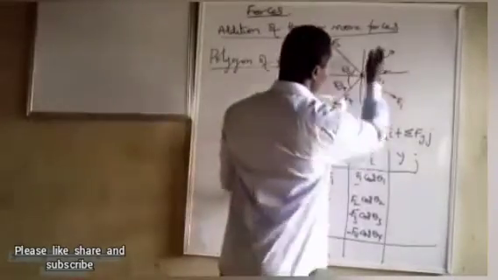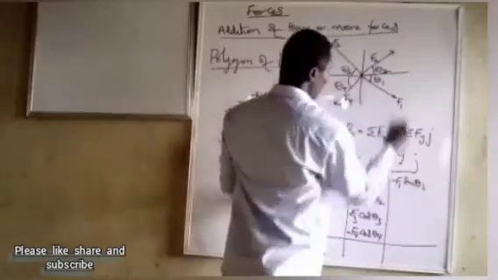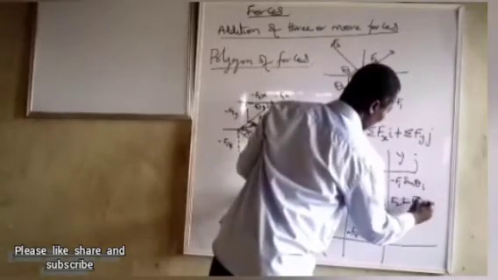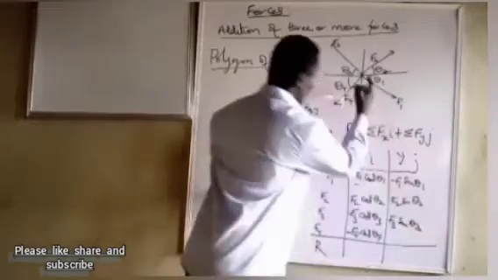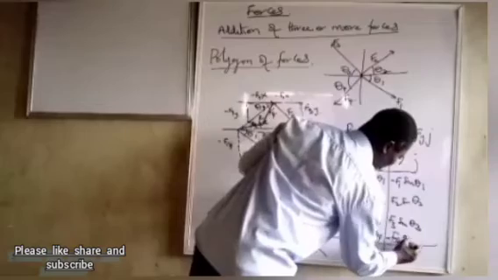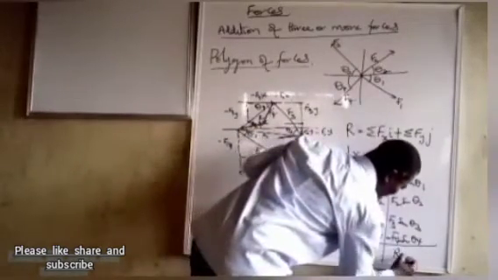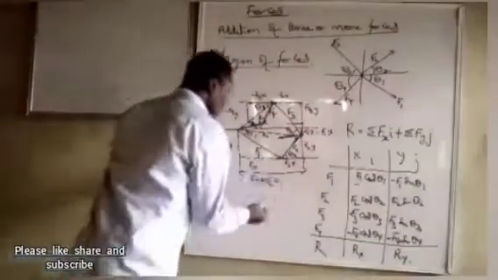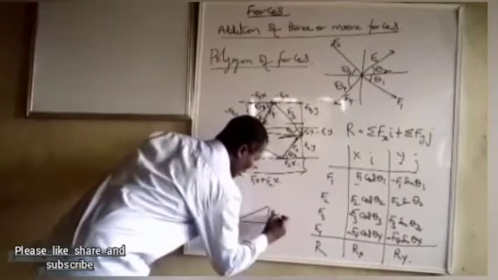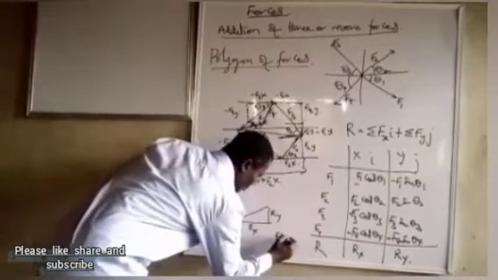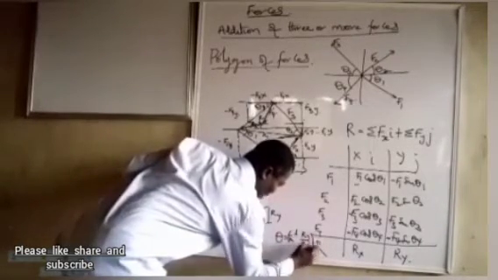But if you look at this one now, vertically, for F1 we have minus F1 sin theta 1. This one is F2 sin theta 2. Here, F3 is positive sin theta 3 minus F4 sin theta 4. So the summation of this will give you Rx, and the summation of this one will give you Ry. So at the end of the day, your R is going to be like this. So this will be Ry, and this will be the Rx. So the direction will be tan inverse of Ry over Rx. That's all.